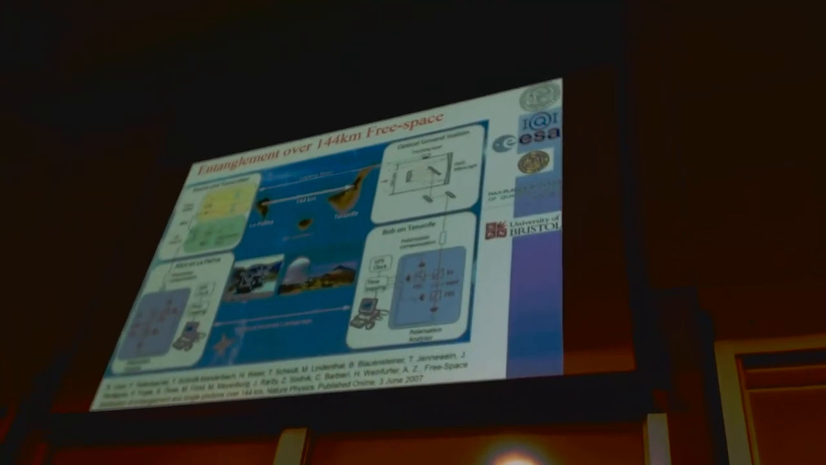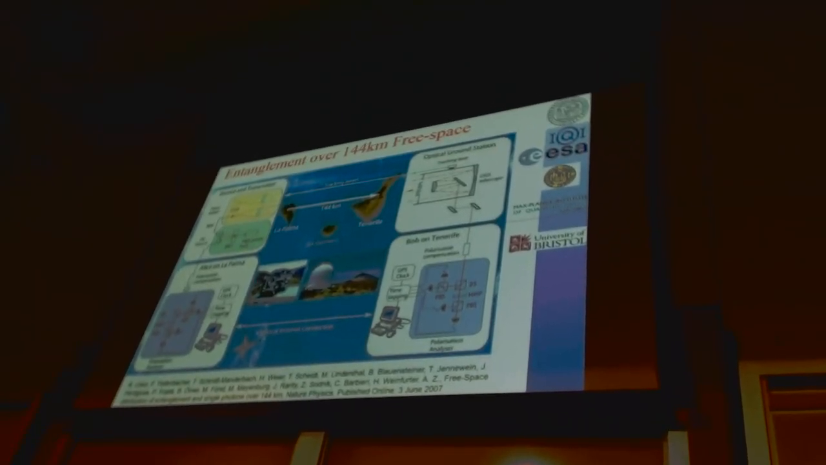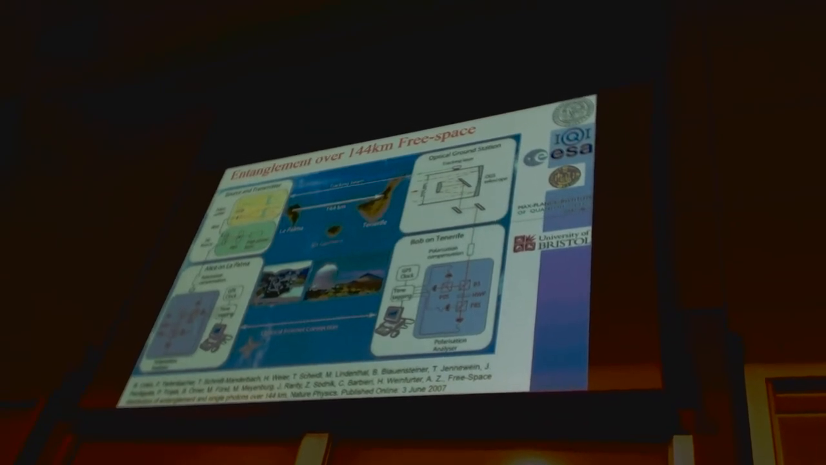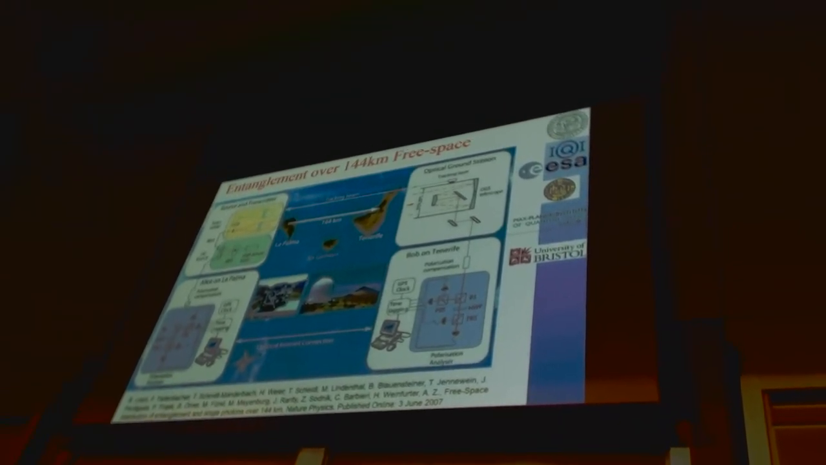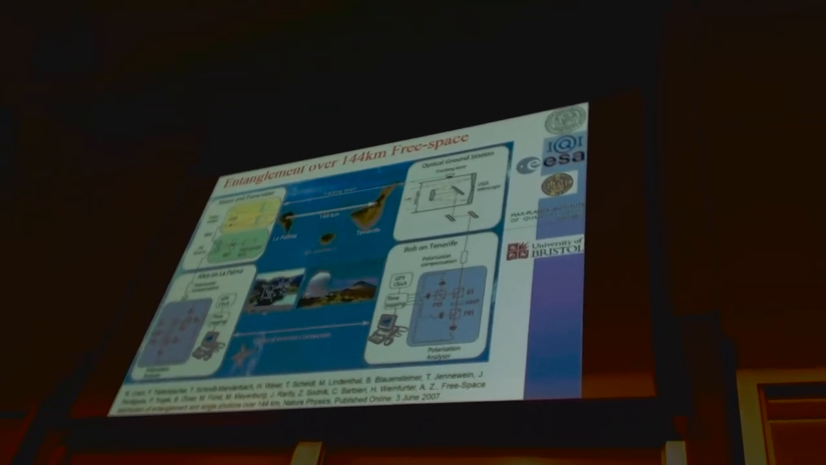Now here's a picture of one of the first experiments which we did there: the sending station on La Palma, the receiving station on Tenerife. We create pairs of entangled photons, we measure one of them locally, we send the other one over to Tenerife, and then we see the attenuation between both sides and so on.